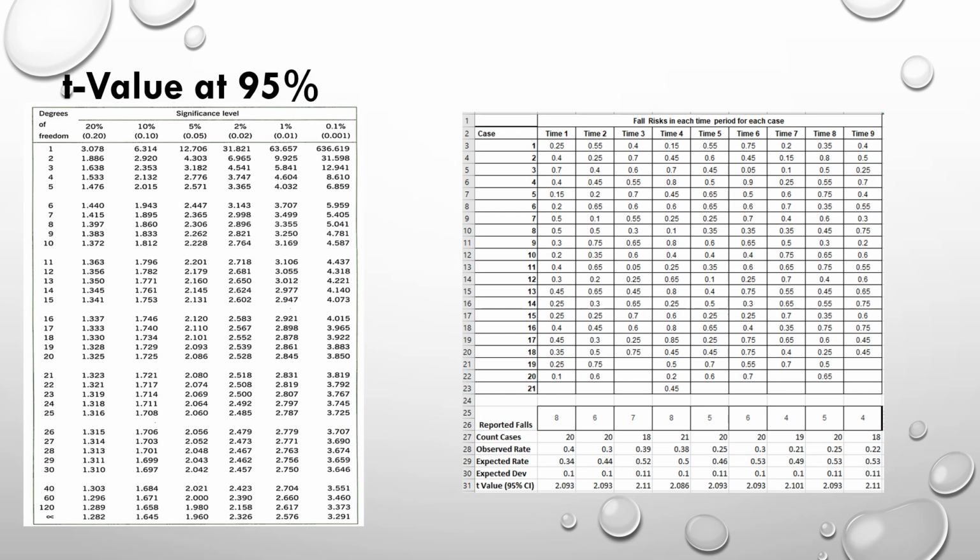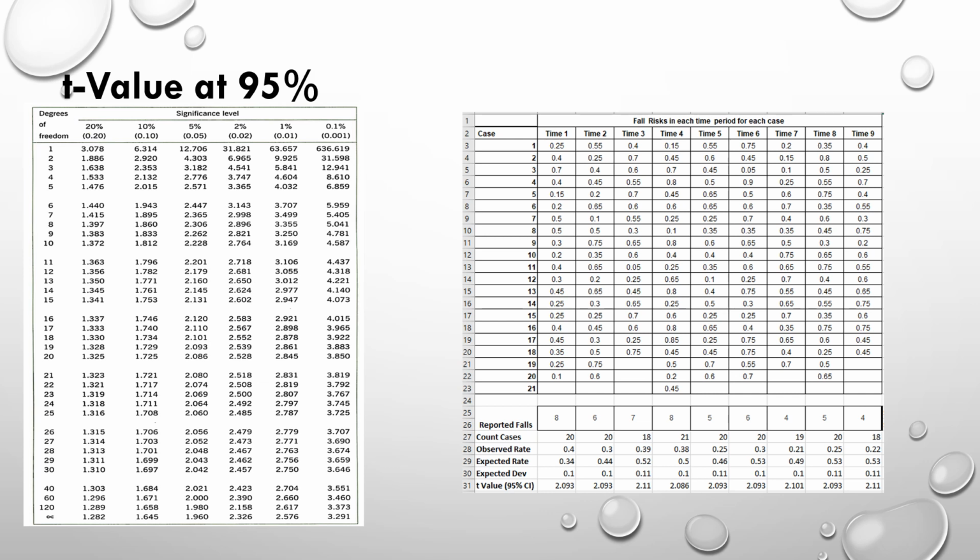The next step is to find the t-value for each time period. I use this t-table to find the t-value for each time period. For time period 1, there are a total of 20 cases reported, so our degrees of freedom is 19. At a 95% confidence interval, for degrees of freedom of 19, the t-value is 2.093. The t-value for time period 2 is the same as time period 1.